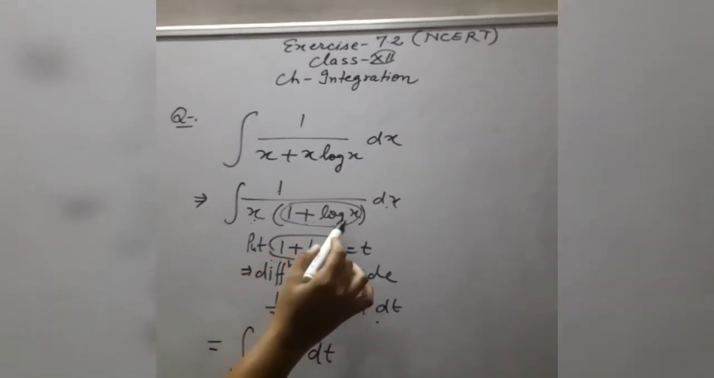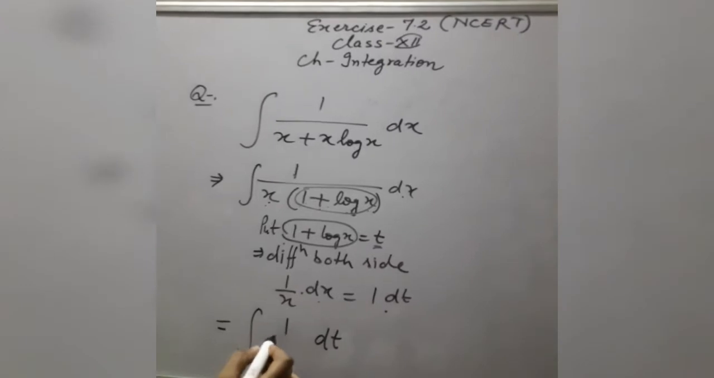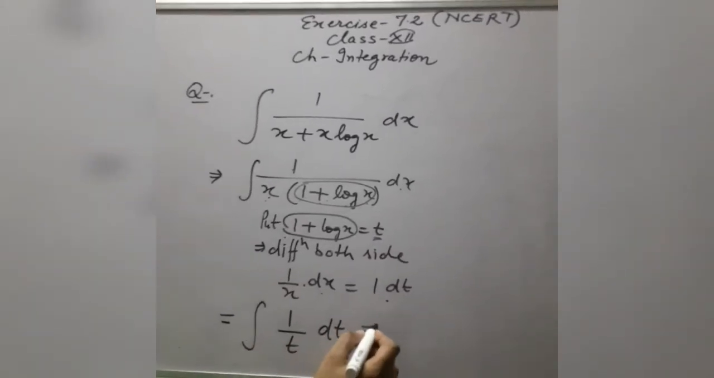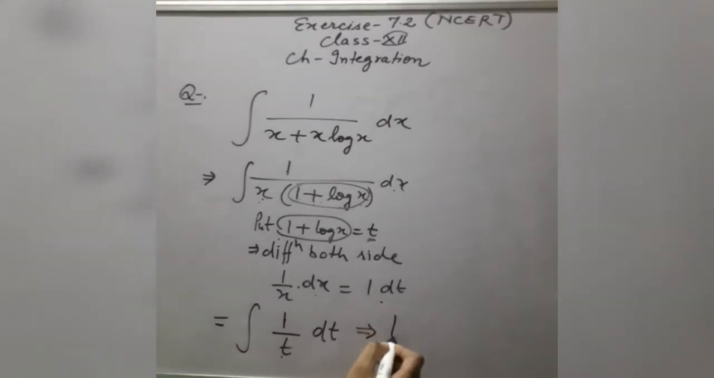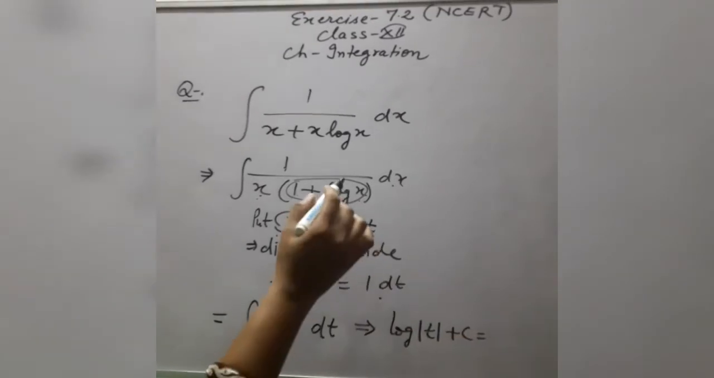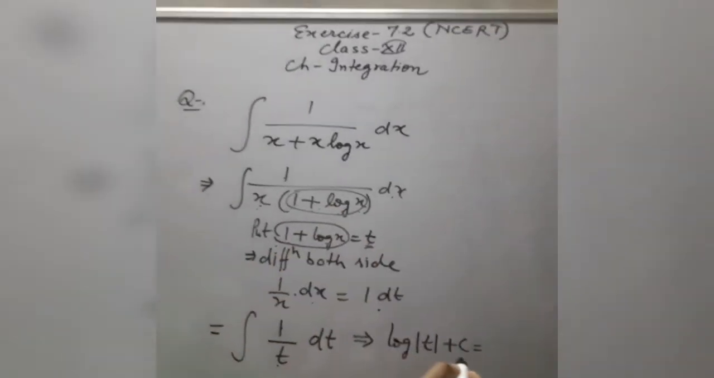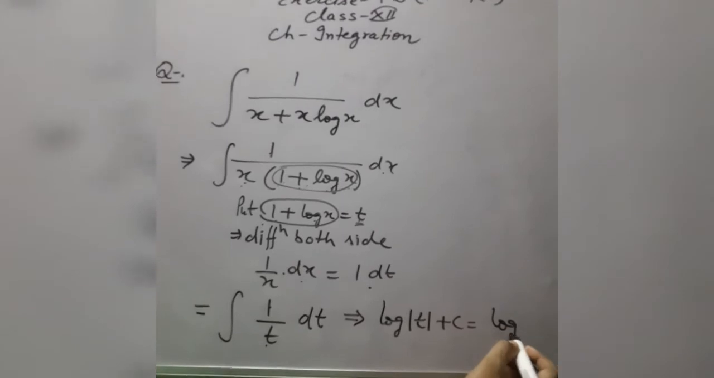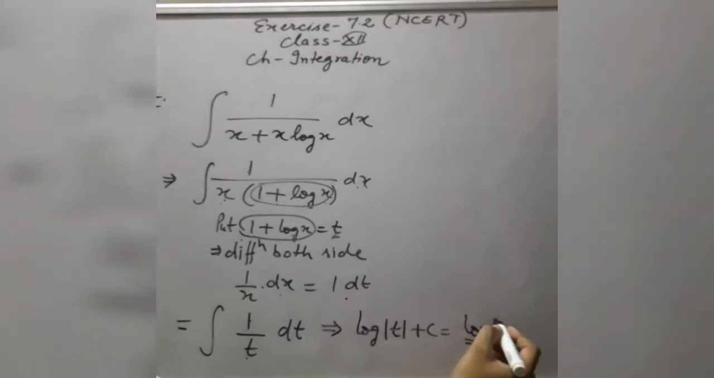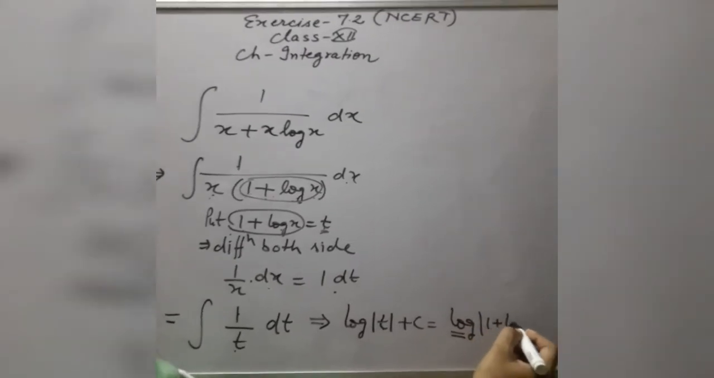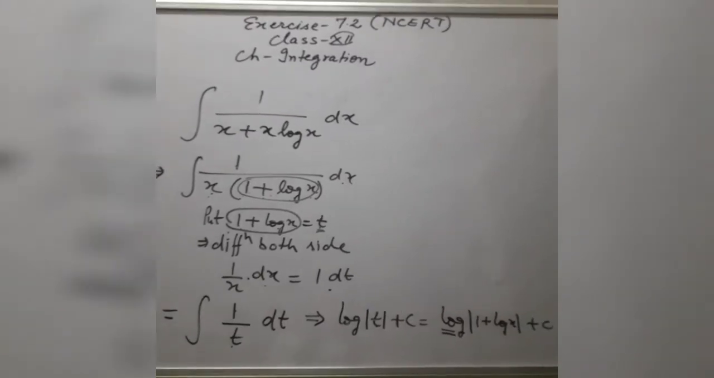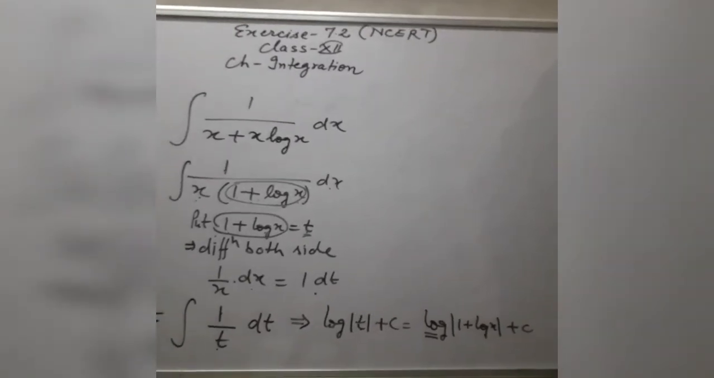In the statement here, in place of 1 by x into dx, write down dt. In place of 1 plus log x in the denominator, write down t. Now it becomes 1 by t. And what is the integration of 1 by t? Very simple, log t. And what is the value of t? t is equal to 1 plus log x. So in place of t, write 1 plus log x, and it becomes log of 1 plus log x plus integration constant c. This is the answer.